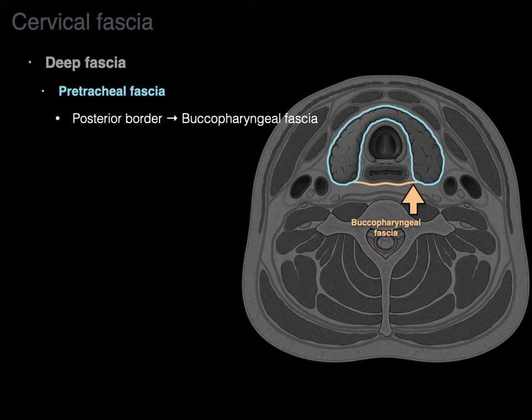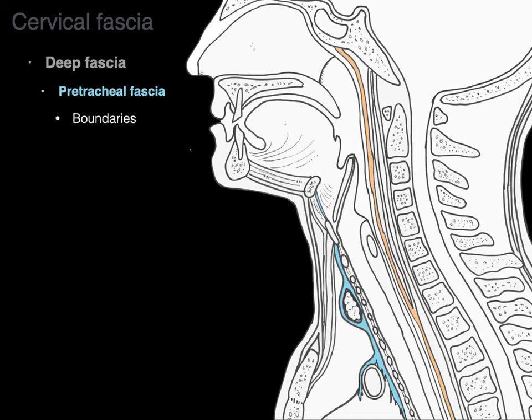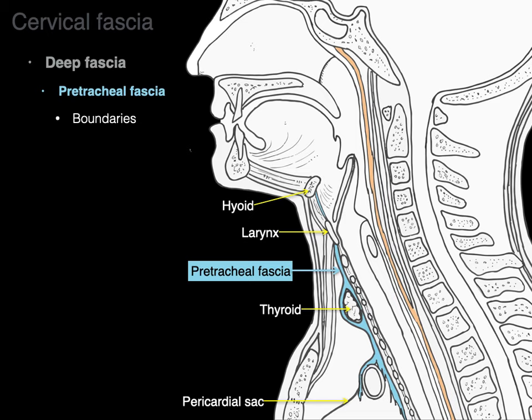The boundaries for the pretracheal fascia are as follows. You see there is our pretracheal fascia along the front. It's the hyoid and thyroid laryngeal cartilages, and it envelops the thyroid gland and fuses into the pericardial sac. Posteriorly, there's the buccopharyngeal fascia. It courses from the skull all the way down into the mediastinum.